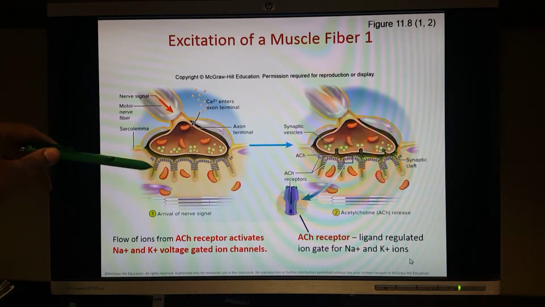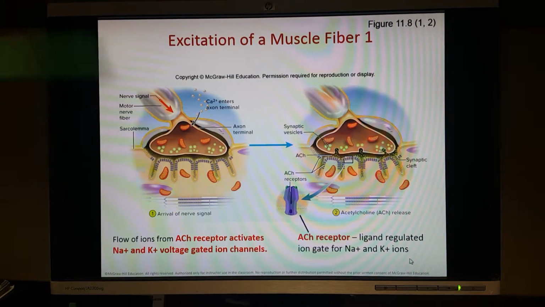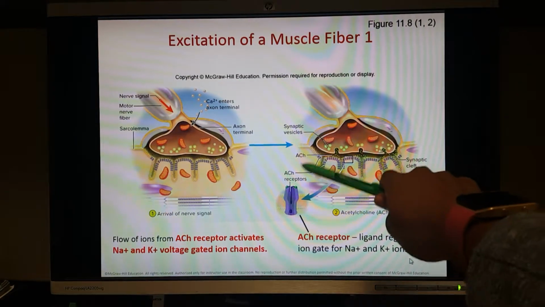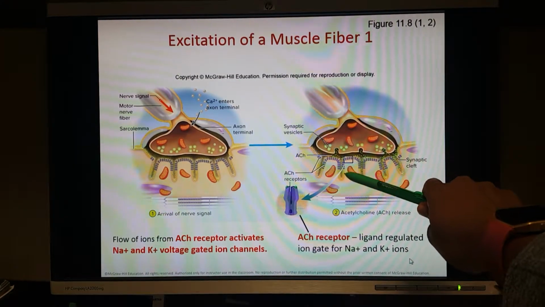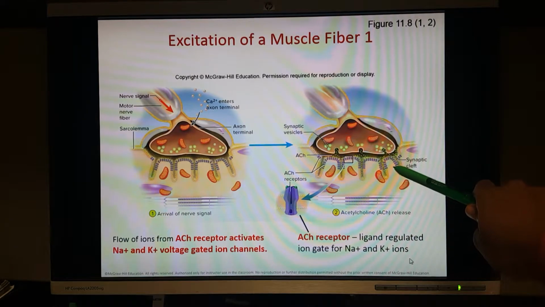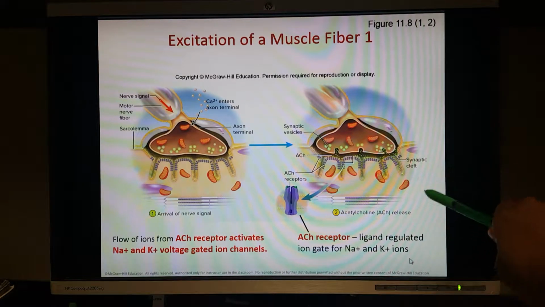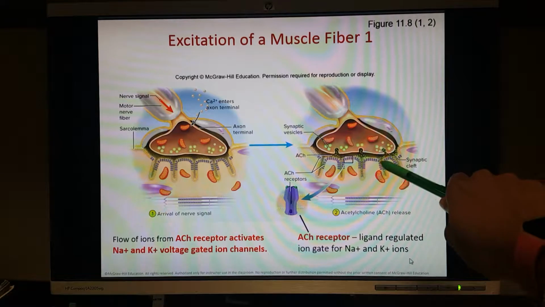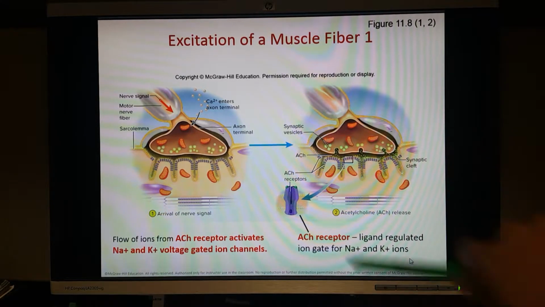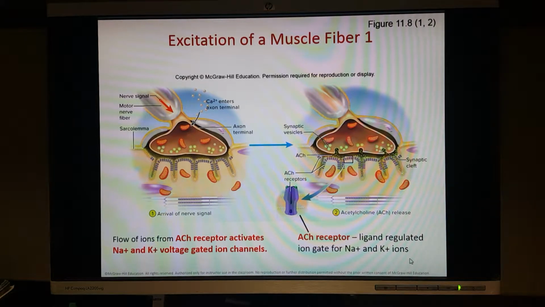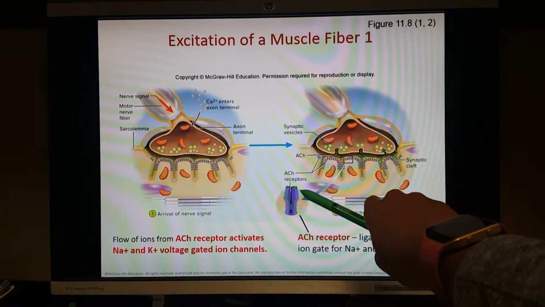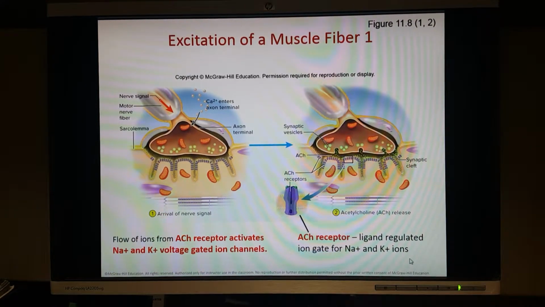Once it releases, it binds to those acetylcholine receptors on those junctional folds, which allow for more space or more area for our acetylcholine receptors on the plasma membrane. So these acetylcholine receptors bind acetylcholine. They work as a gate, so a ligand-gated ion channel for both sodium and potassium.